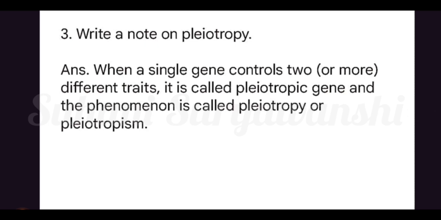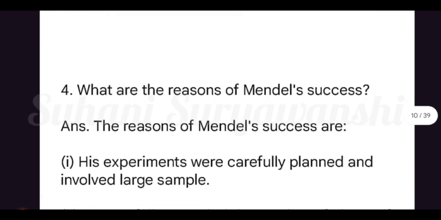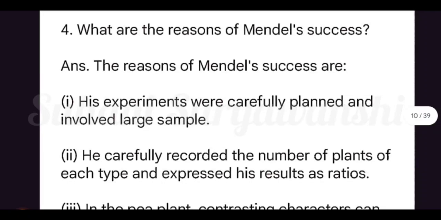Write a note on pleiotropy. So when a single gene controls 2 different traits, it is called pleiotropic gene, and the phenomenon is called pleiotropy or pleiotropism. What are the reasons of Mendel's success?